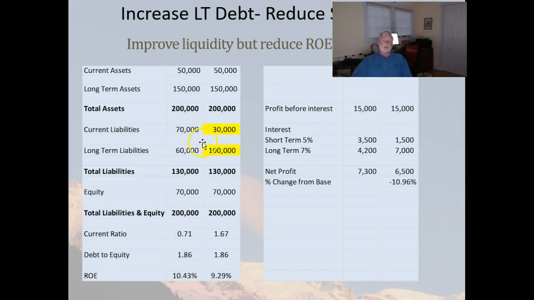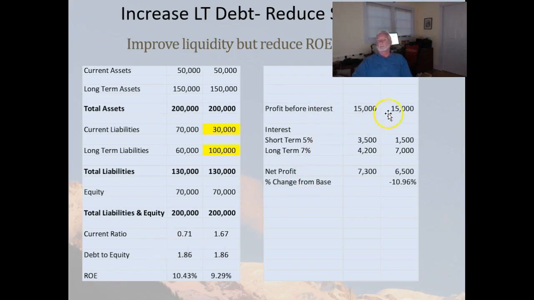So I've just done that. That's all I did. I borrowed $40,000 long term and used it to pay my current liabilities short term. Sounds good. Okay, what does that do to my profit, and then what does it do to my ratios?